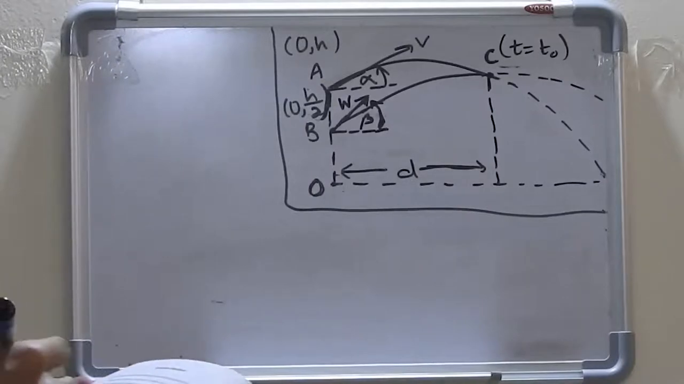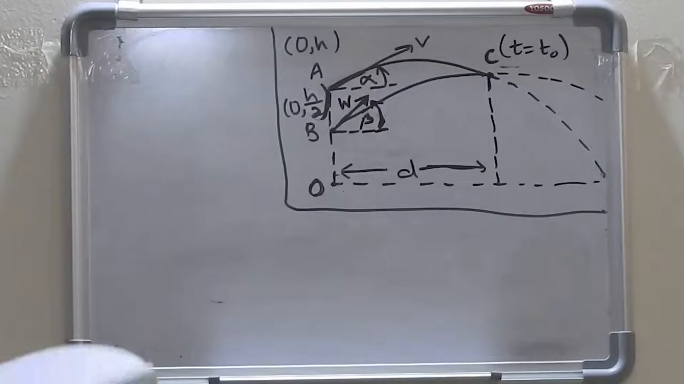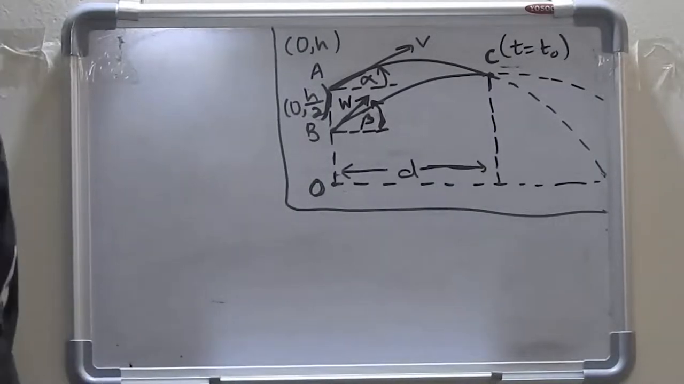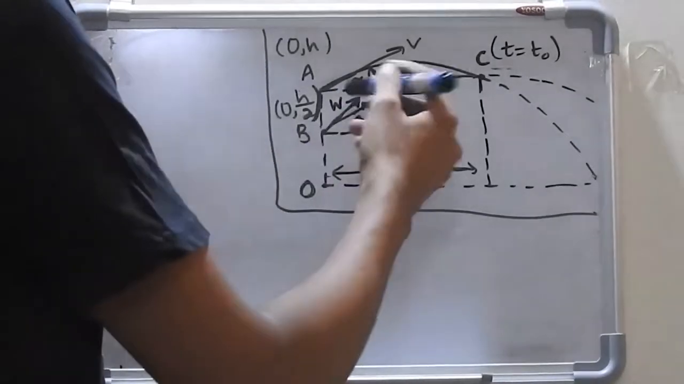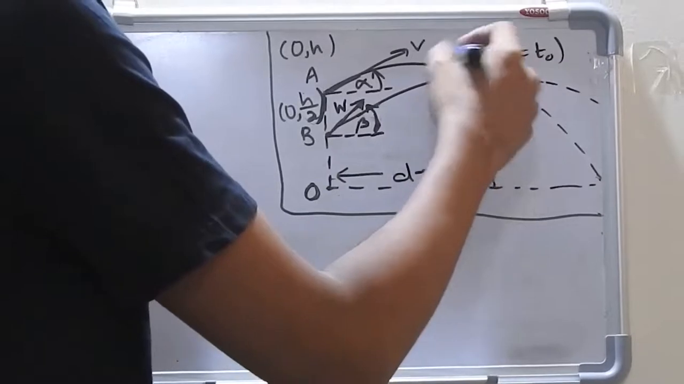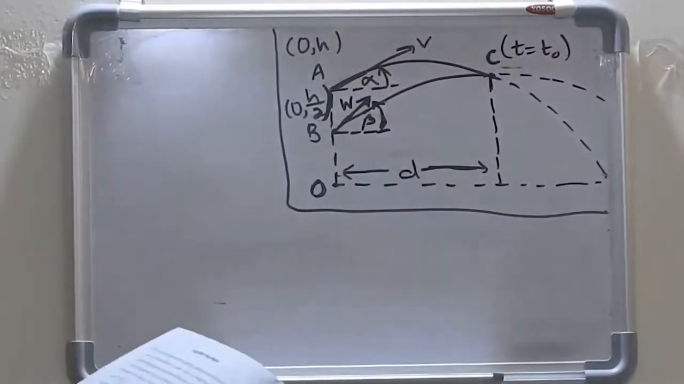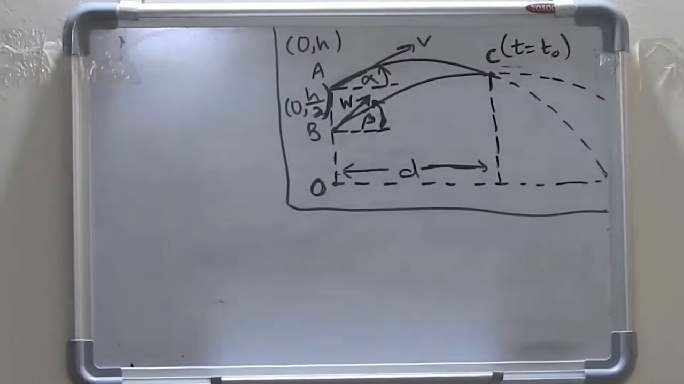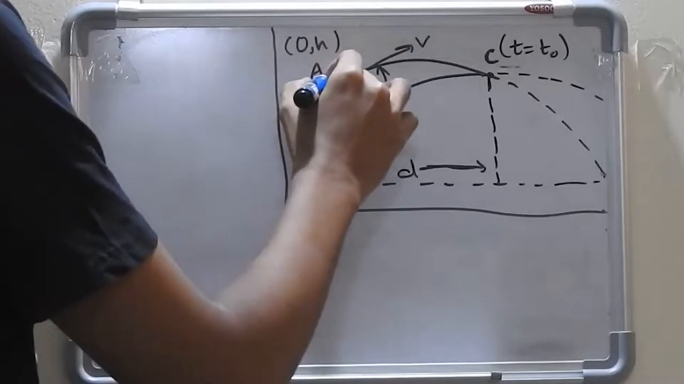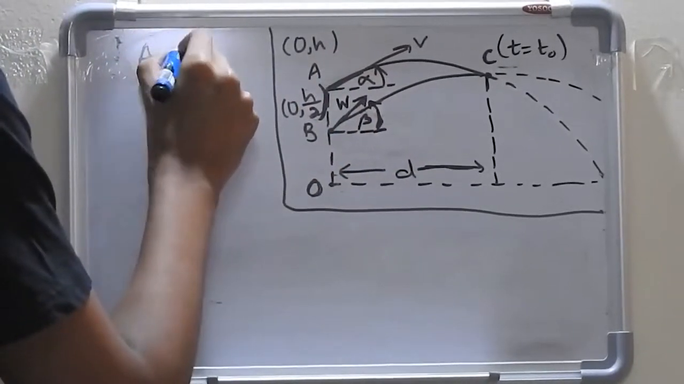Since both of these particles are projected at the same instant, we can tell that these two particles collide at a common point at the same time. So we can take that time as t naught and the point as C. So now we can apply some kinematic equations. For the particle P, which is projected from A, we can take from A to C.